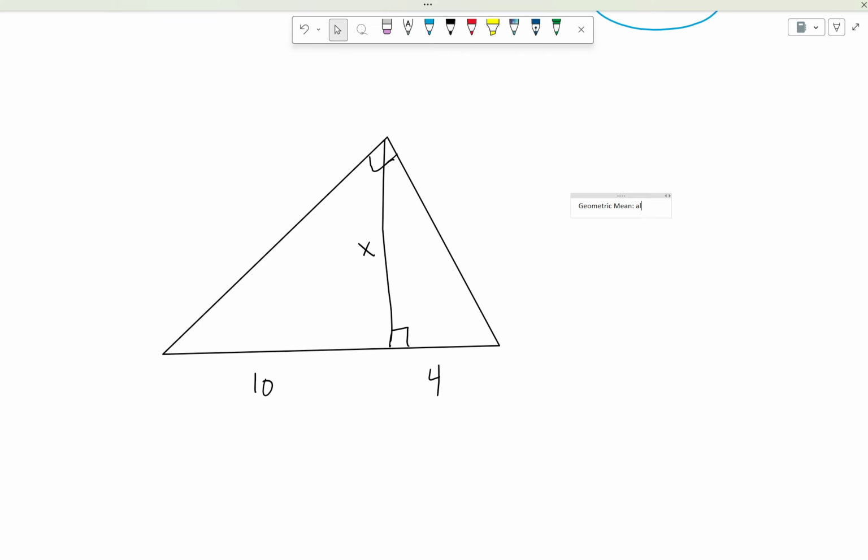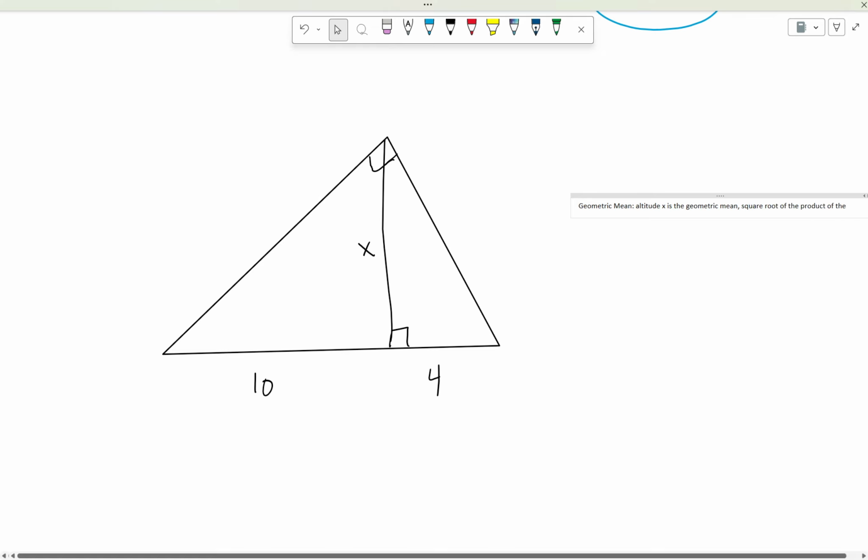The geometric mean is that this altitude x, okay? The altitude x is the geometric mean, which is the square root of the product of the 2 segments formed by the altitude and it's going to be at the hypotenuse. All right. It means this.